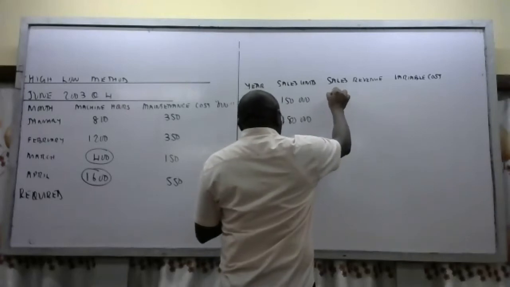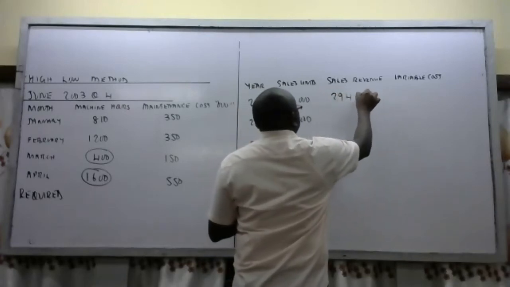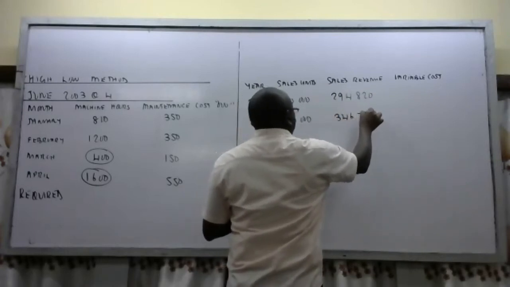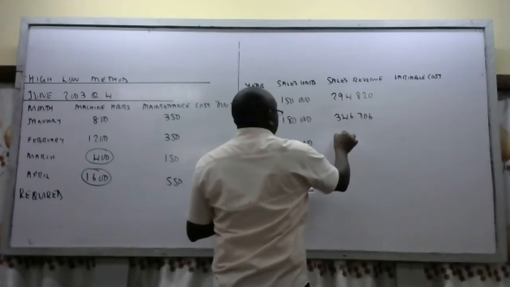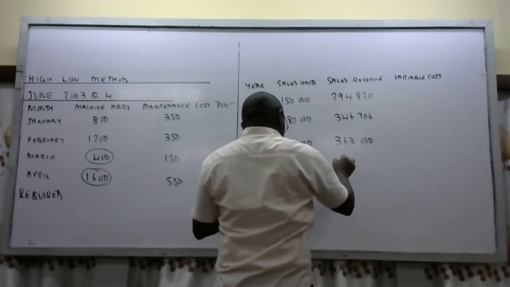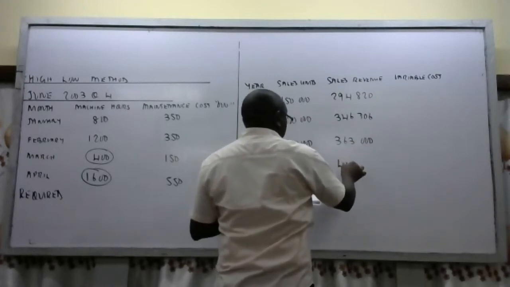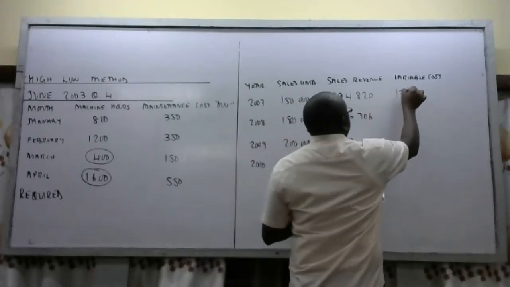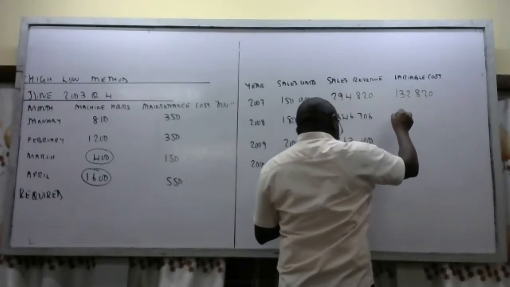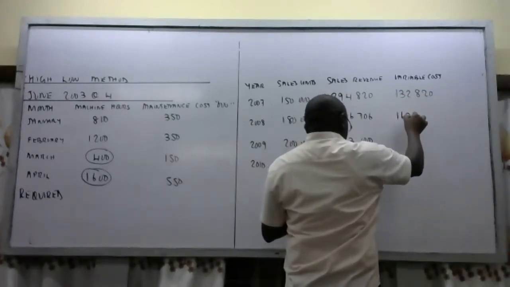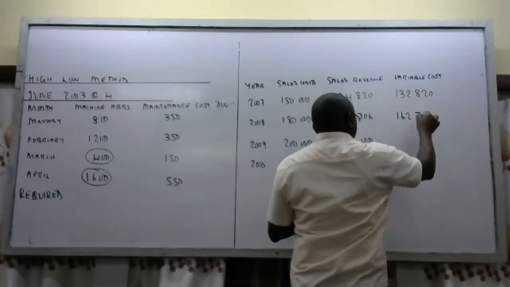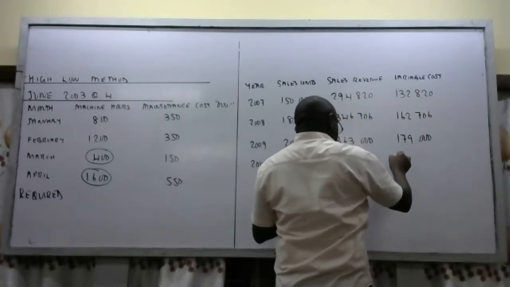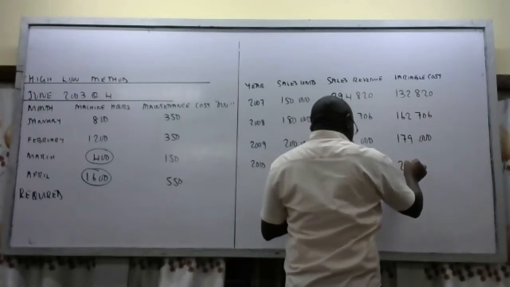So the sales revenue is 294,820, 346,706, 363,000, and 448,800. Then the variable costs are 132,820, 162,706, 179,000, then 200,800.